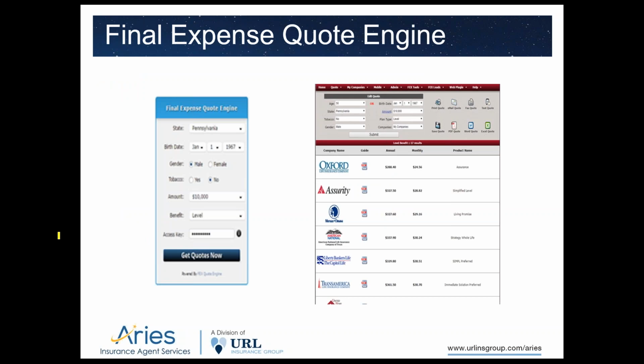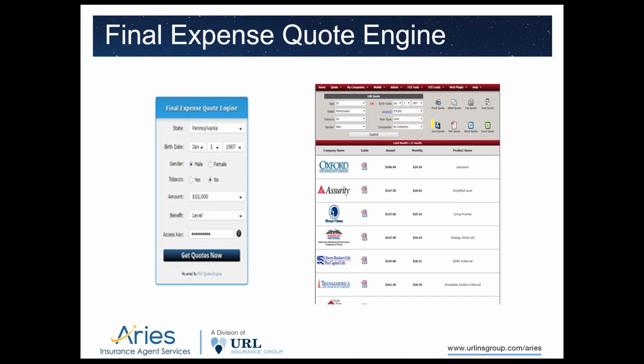So how do you know who's going to be competitive? We have a final expense quote engine on our website. If you go to urlinsgroup.com/Aries, and then go to quoting tools, you'll see that we have a quote engine where you put in the client's information, and then the website does the selling for you.